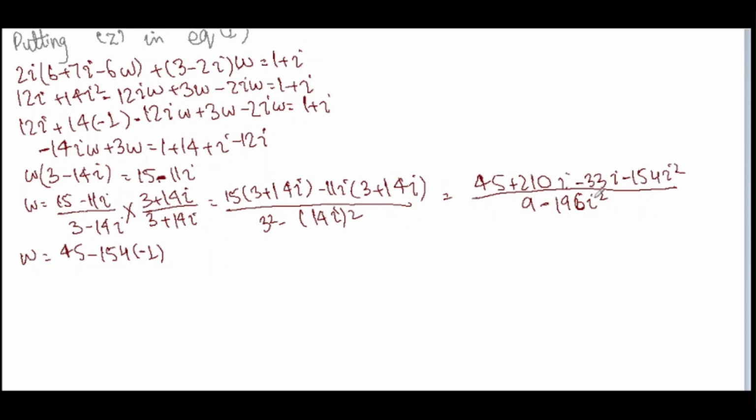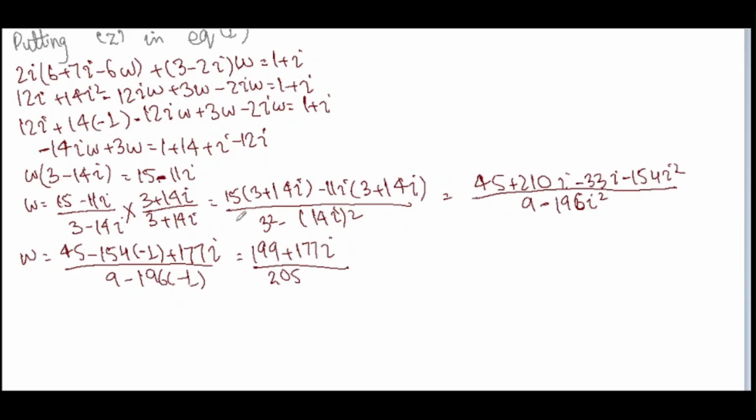Now here it is 210 minus 33, which we get 177 iota, whole divided by 9 minus 196 into minus 1, because iota square equals minus 1, equals to 45 plus 154, which is equal to 199 plus 177 iota, whole divided by 9 plus 196, which is 205. Now this is your answer for w.